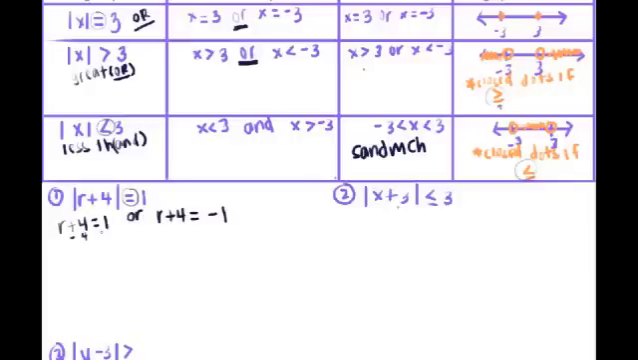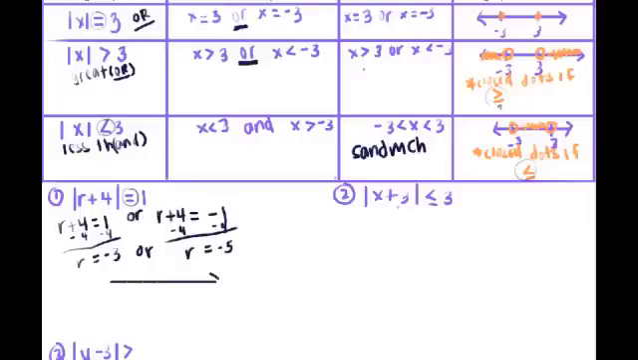So I'm going to minus 4, r equals -3. Minus 4, r equals -5. So I've gotten my two answers. My final answer is okay to have or there, so this is good: r equals -3 or r equals -5.